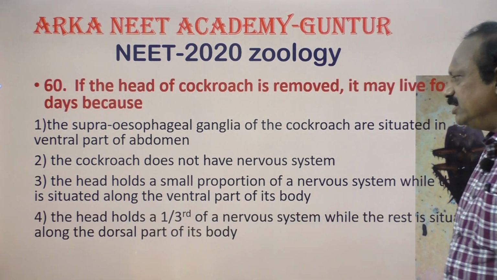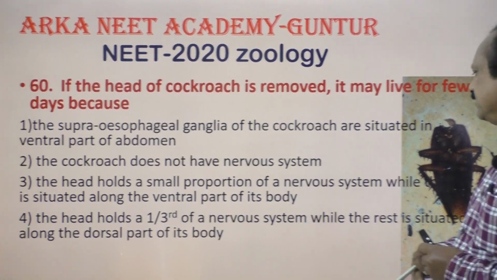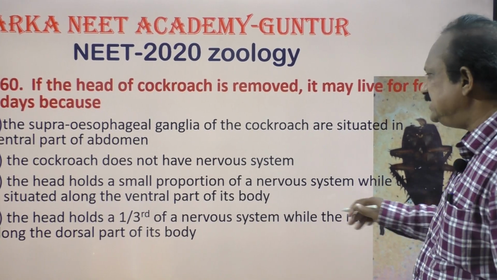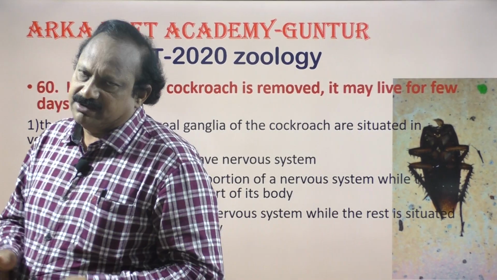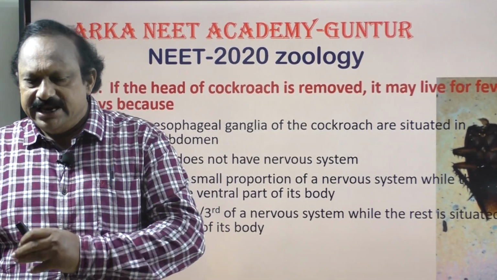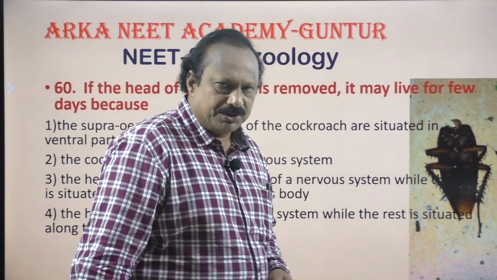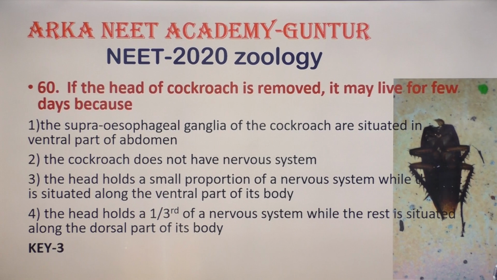Next, the third option: the head holds 1/3 of the nervous system while the rest is situated along the dorsal part. Dorsal part is the wrong one. The nervous system lies on the dorsal side in the case of vertebrates or chordates. So the third option is incorrect.